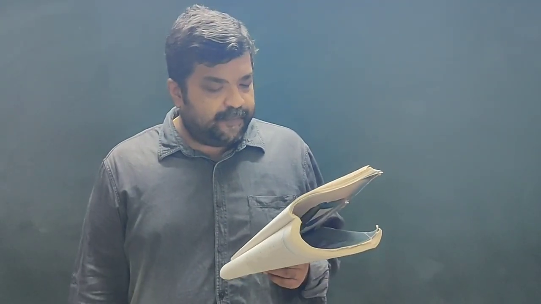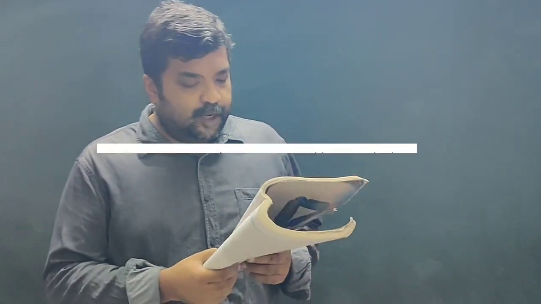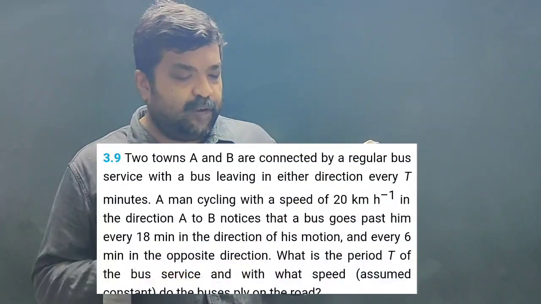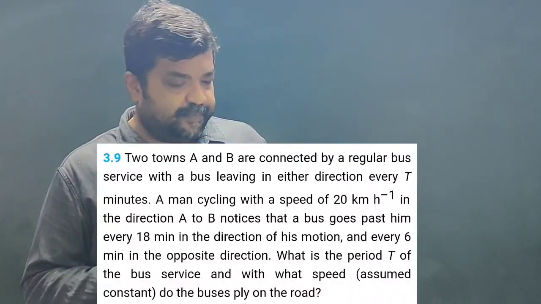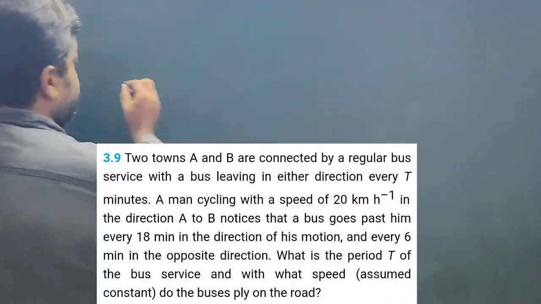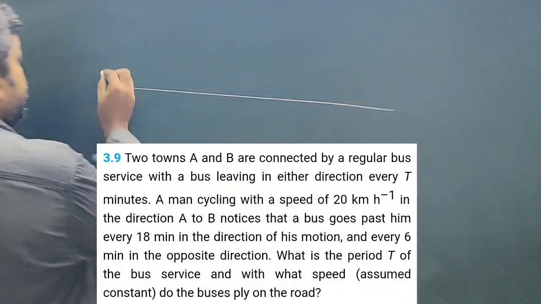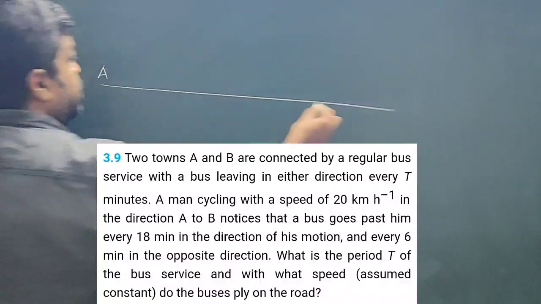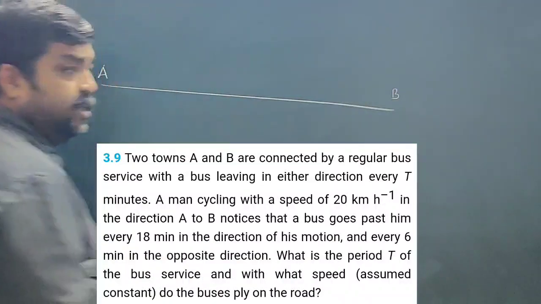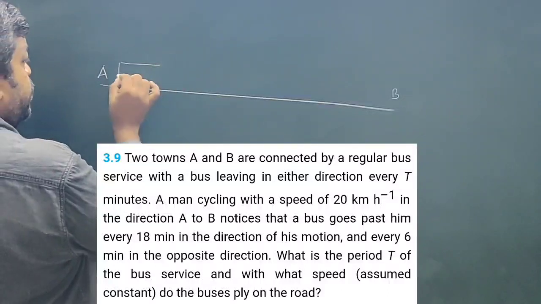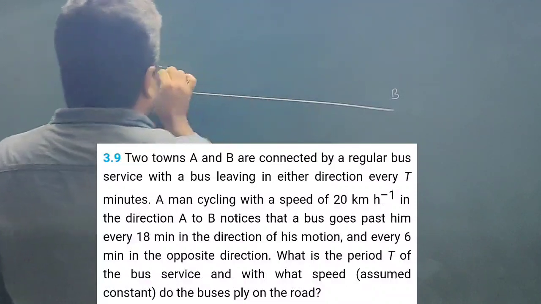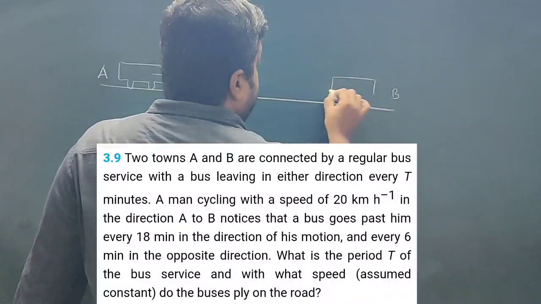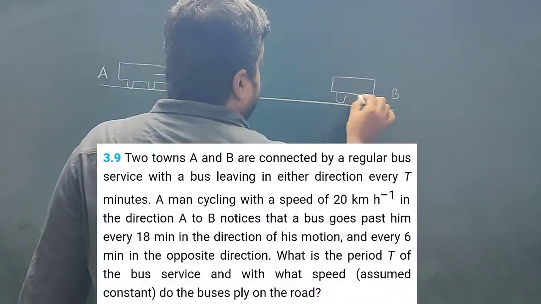Now another question from NCERT. This is question number 3.9. Two towns A and B are connected by a regular bus service with a bus leaving in either direction every T minutes. So this is the road. This is town A, this is town B. So buses are leaving town A and town B. So this is another bus.